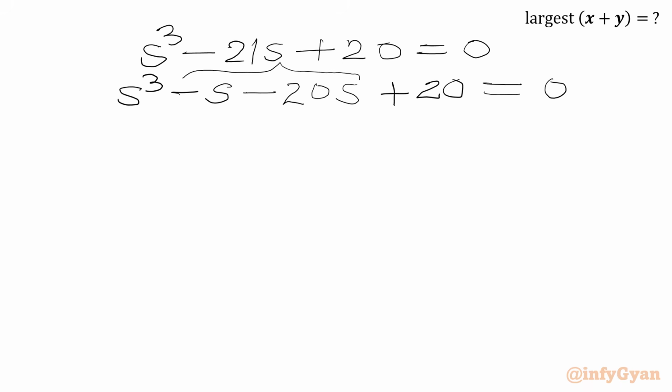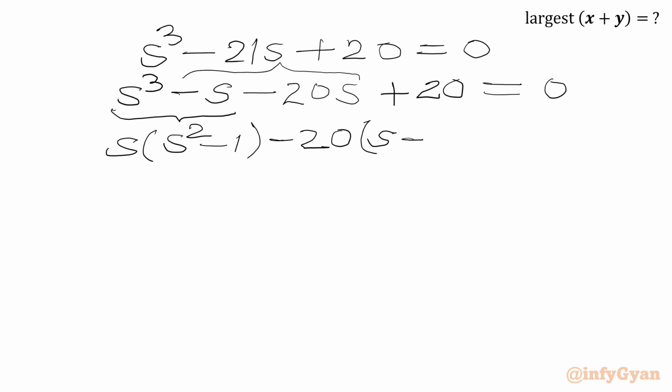Now we are going to factor. So from the first two terms, we can take S common. So in the bracket, we will get S square minus 1. From the last two terms, minus 20 is common. So in the bracket, we are going to get S minus 1, equal to 0.